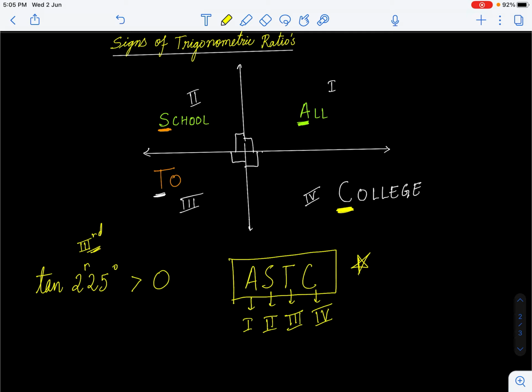In year 1 or year 2, you may be required to find its value also. You can do that without a calculator. But in this topic, we are just looking at the signs: which trigonometric ratio is positive in which quadrant. So that's all for it. Just remember this phrase all school to college, or you can remember the short form ASTC. This will take care of all your problems and doubts about which trigonometric ratio is positive or negative in which quadrant.